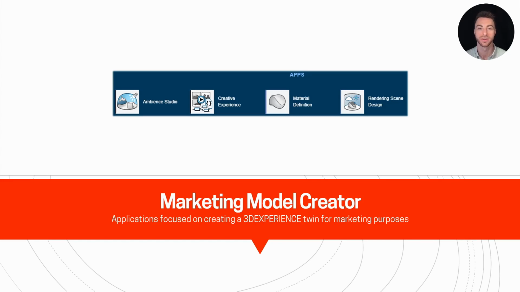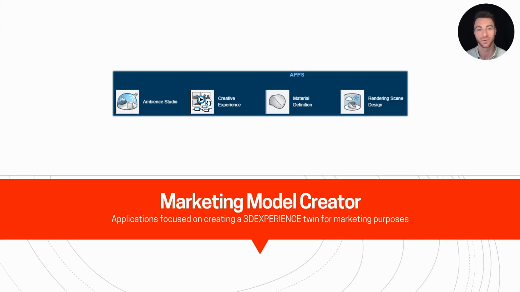With the Marketing Model Creator, you have tools that will simplify the model down into a lower number of triangles that will improve your render times. And for marketing purposes, all you need is for it to appear similar to how the actual product would be designed. You do not need the precision needed for manufacturing. So this has applications such as Ambiance Studio, that allows you to apply lighting effects and everything to create the ambiance for your renders. Material Definition allows you to create a library of material appearances that you can drag and drop onto your parts for rendering, as well as Rendering Scene Design, that allows you to create scenes to place your render in.